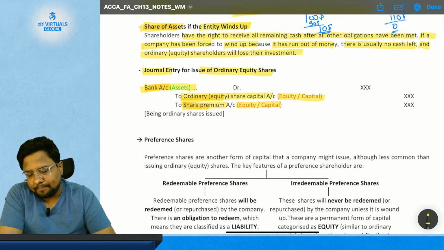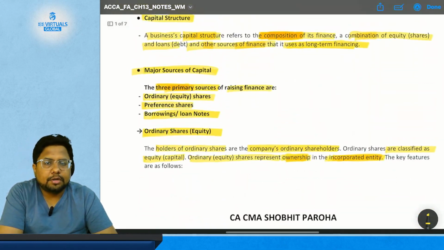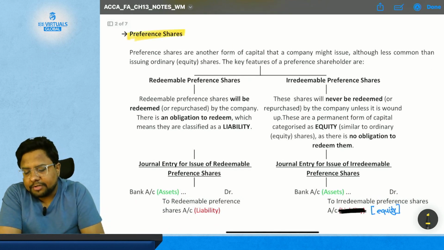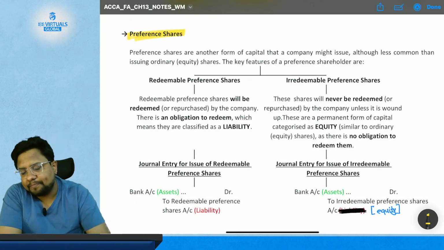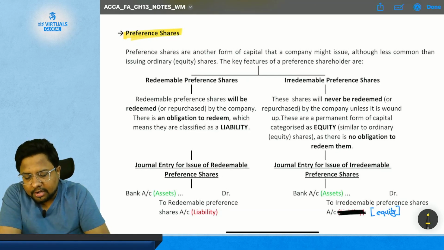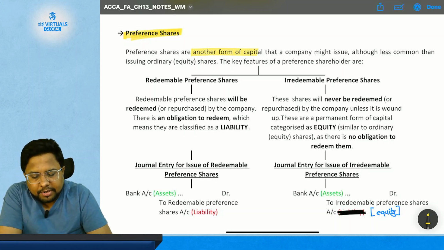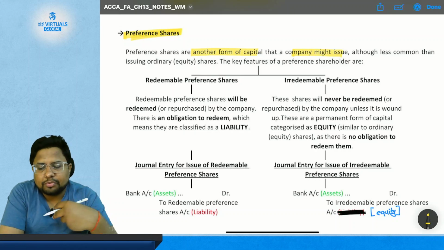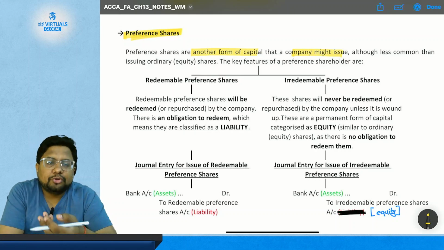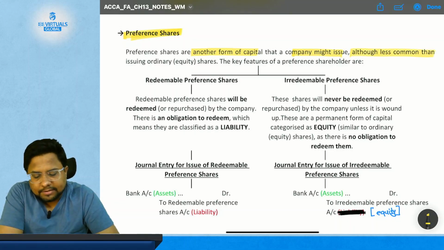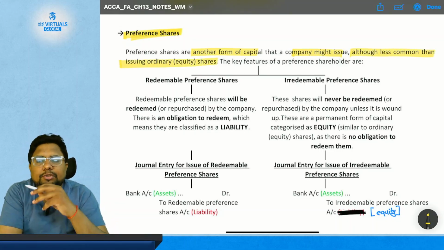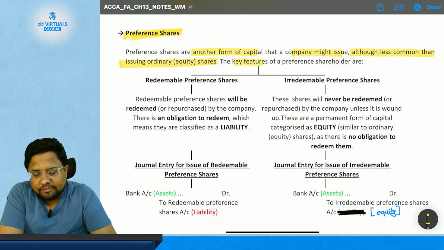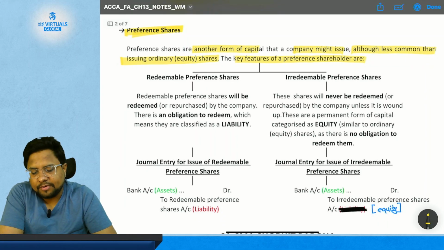Correct? Now as we have understood what an ordinary equity share is, we go to the other source of financing, which is preference shares. So what is a preference share? Preference shares are another form of capital that a company might issue. This is not mandatory, it is an option that the company has. The company might issue preference shares, although less commonly than ordinary equity shares. Companies mostly issue ordinary equity shares and not preference shares. Okay. The key features of preference shares are as follows.